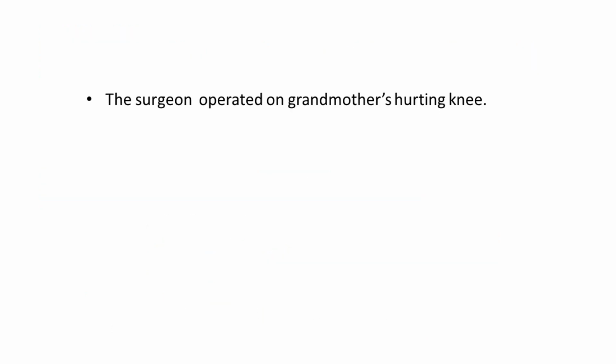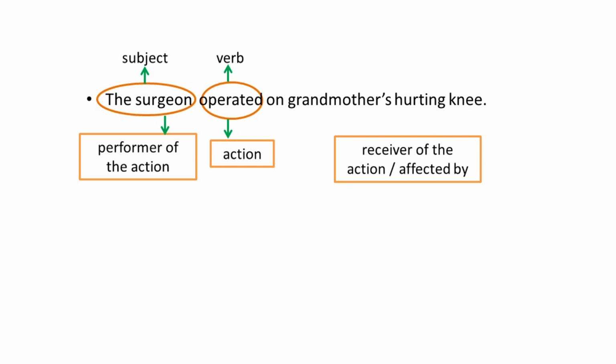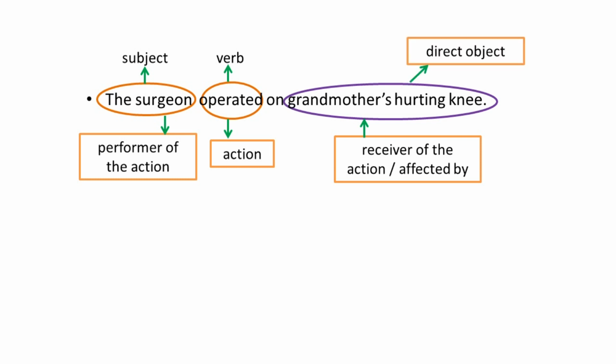Let us look at another example. The surgeon operated on grandmother's hurting knee. In this sentence, the noun phrase the surgeon is the subject and operated is the verb. The action conveyed by the verb operated is performed by the subject, the surgeon. Also in this sentence, the action operated affects or is received by another noun phrase, that is grandmother's hurting knee. And this noun phrase we call the direct object.